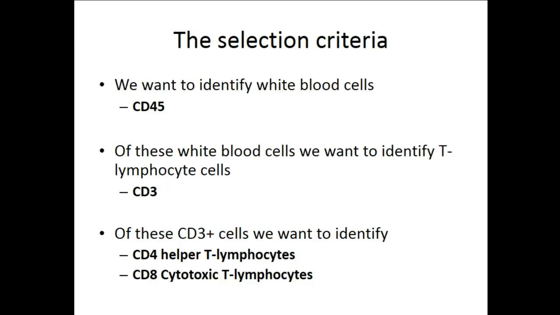So, the selection criteria. The user decides they want to, in the first instance, identify leukocytes. So, they create an antibody directed against CD45. On top of that, they want to identify which of these are lymphocytes. So they use CD3. Sorry, just to clarify, CD45 is for leukocytes. CD3 is for lymphocytes. And CD4 and CD8 are to identify CD4 and CD8 cells.